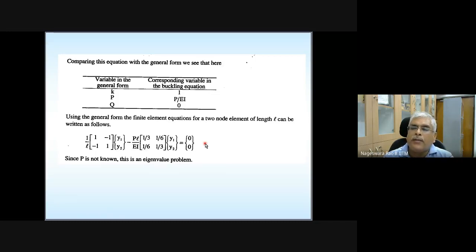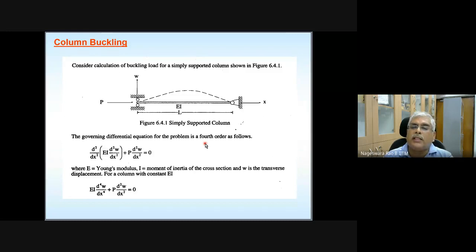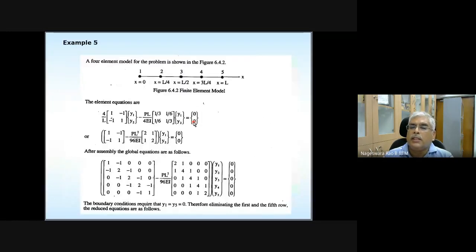Now we need to decide how many elements we want to discretize. With how many elements you want to discretize this column of length L. So let's see how many elements. Here 4 elements are used. Each element is of length 1/4 of the total length here. So 4 elements means you are going to have 5 nodes. So this is how the discretization looks like.